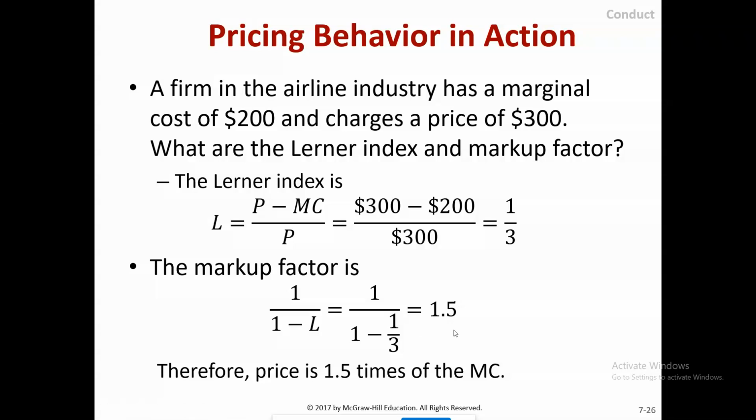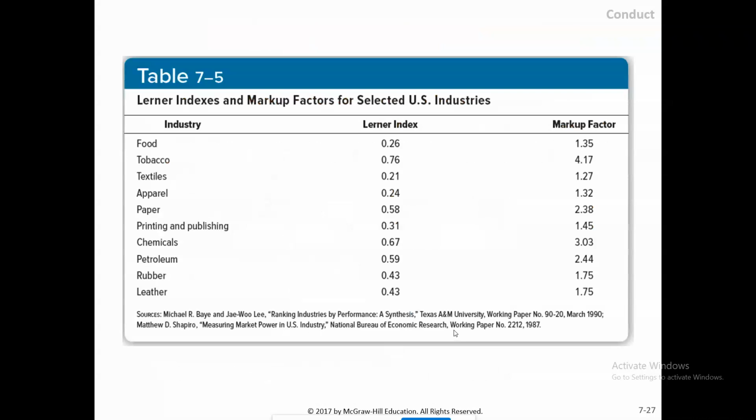Interestingly, many restaurants and many businesses use this as a rule of thumb. They normally price their products 1.5 times their marginal cost. Here are some Lerner indexes and markup factors for the representative industries in the US. See if they're consistent with your expectations.